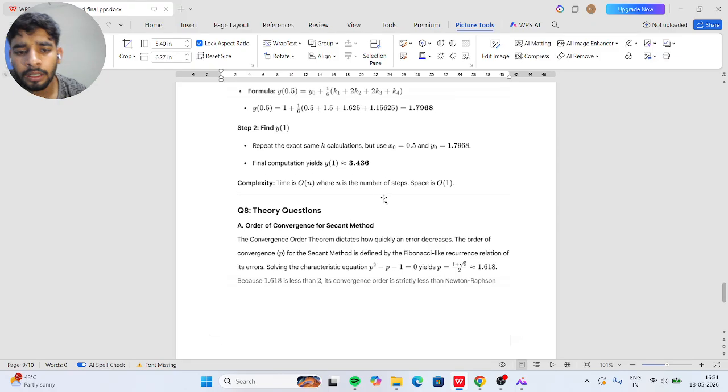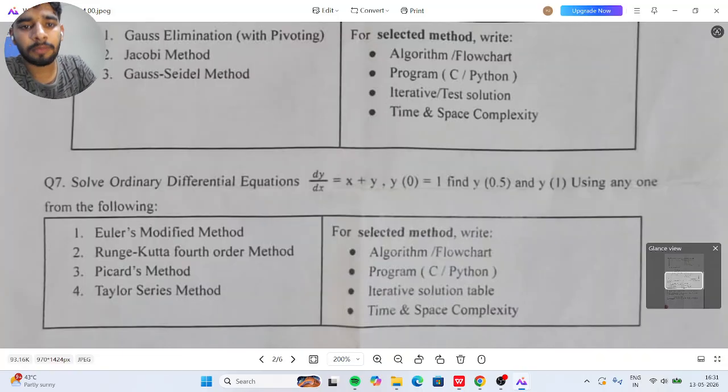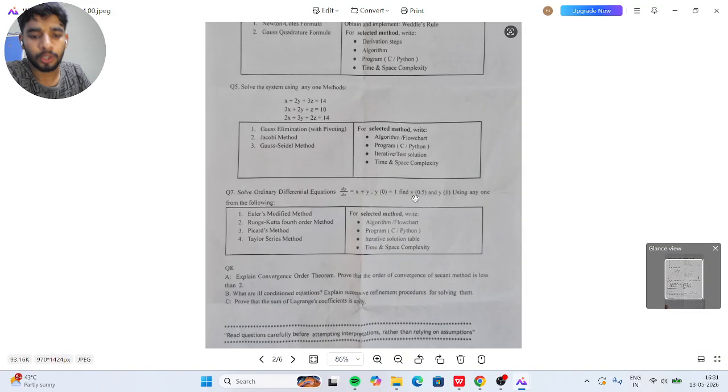Okay. Now the time complexity for this is of the order of n, where n is the number of steps, and the space complexity is of the order of 1. Okay. Now here our last question came, question number 8. We'll see what the question says.